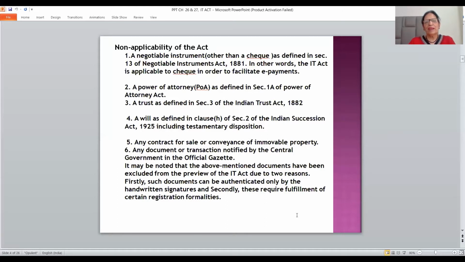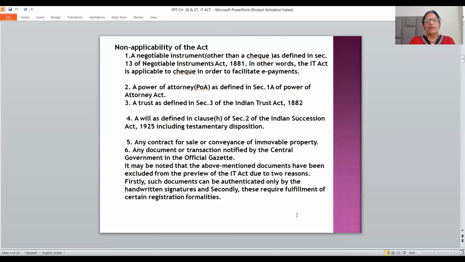A power of attorney, POA, as defined in Section 1A of the Power of Attorney Act. Whenever an advocate fights on behalf of the client, he always attaches the power of attorney. Even to power of attorney, this IT Act is not applicable. A trust as defined in Section 3 of the Indian Trusts Act 1882. Even the IT Act is not applicable to trust.